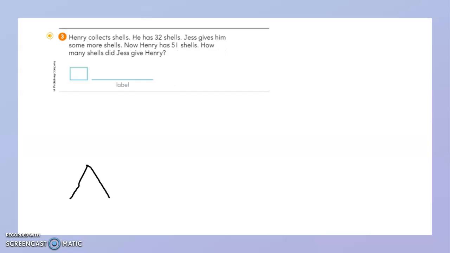All right, we're going to go on to number 3. It says Henry collects shells. He has 32 shells. Jess gives him some more shells, and now Henry has 51 shells. How many shells did Jess give Henry? So this sounds like a good one where we can write our equation and then put it in the mountain. So Henry collects shells. He has 32. Okay, it tells us right there. He's got 32. And Jess gives him some more.